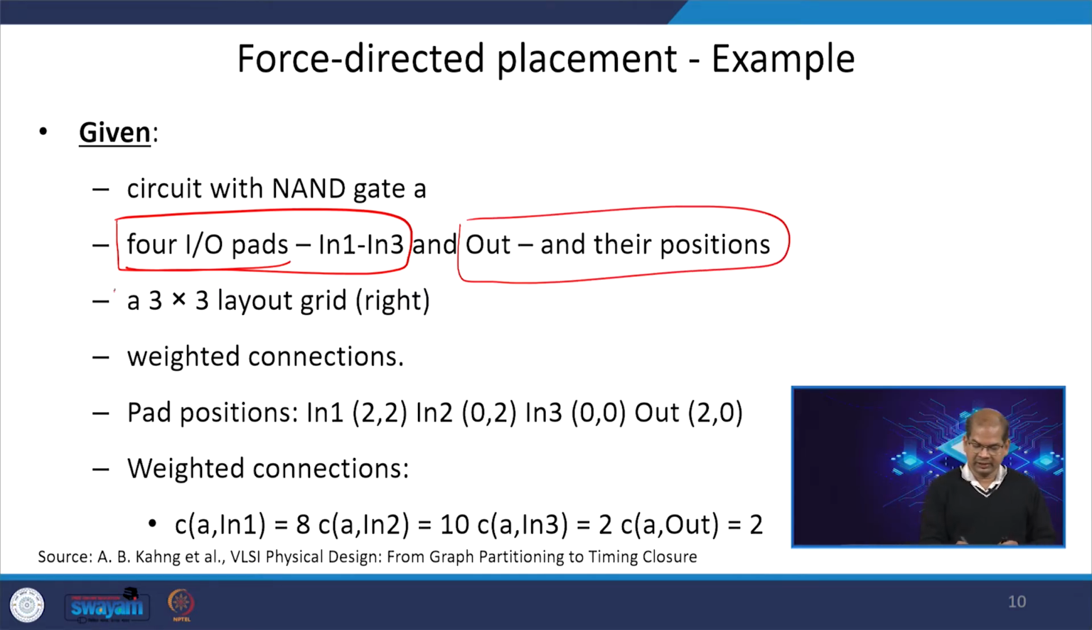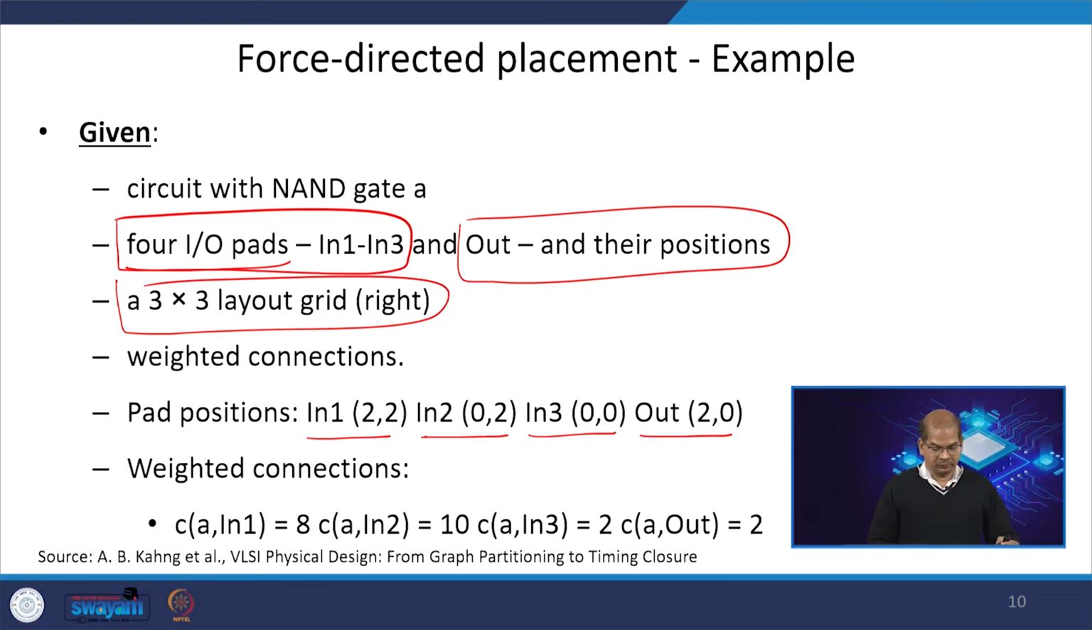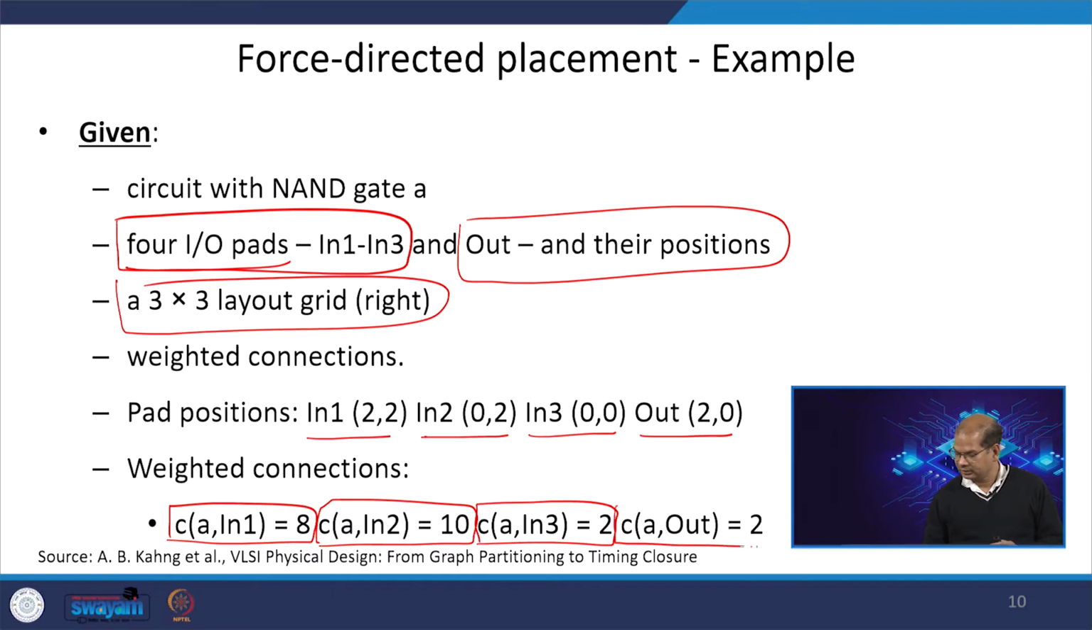We have a 3 cross 3 grid where my NAND gate will be placed. We need to find the JFT position for that one. The coordinates of the IOs are also given: in 1 is this coordinate, in 2 is this coordinate, in 3 is this coordinate and out is this one. Now, we have some weight assigned to each of the nets. From node A to in, the weight is 8, this is 10, this is 2 and this is 2.